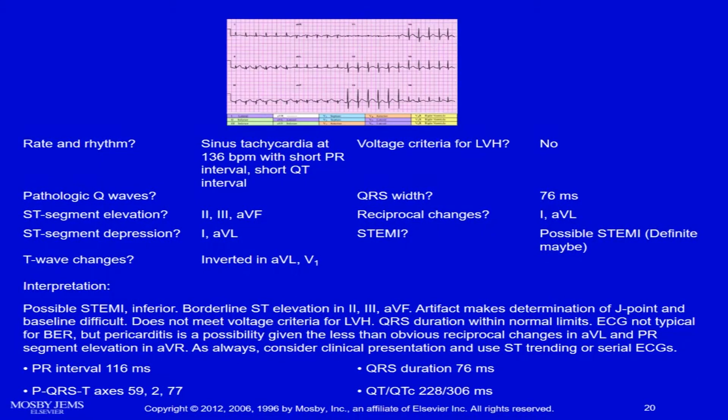So here's their statement about it. It's a possible STEMI, inferior, borderline ST elevation in 2, 3, and AVF. See how they said borderline elevation? So there's probably one square in each one.